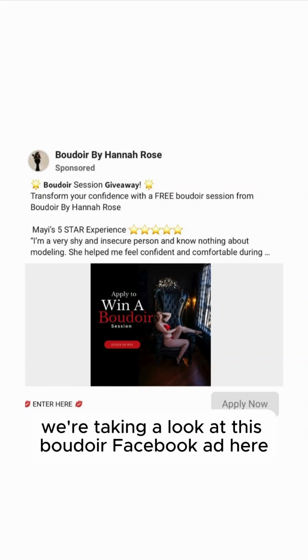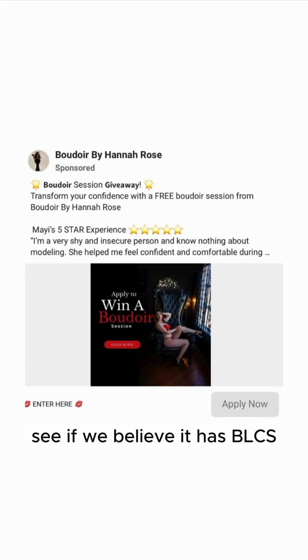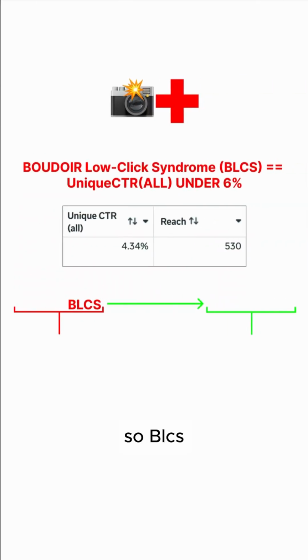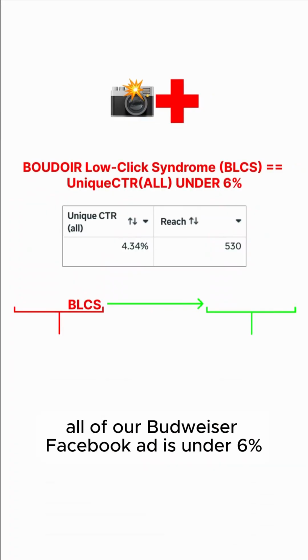All right, y'all, we're taking a look at this Boudoir Facebook ad here. Going to take a look at it, diagnose it, see if we believe it has BLCS, aka Boudoir low click syndrome. BLCS, also called Boudoir low click syndrome, is when the unique CTR all of our Boudoir Facebook ad is under 6%.